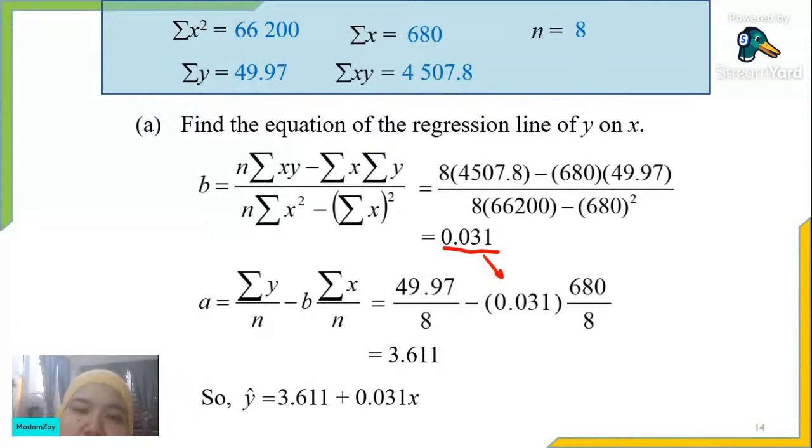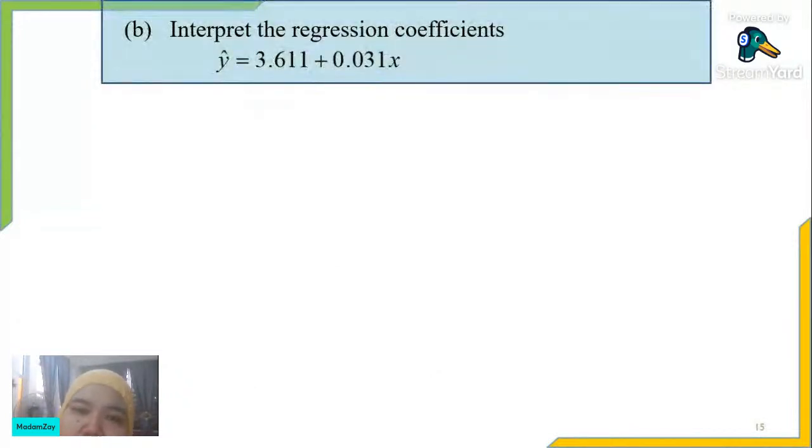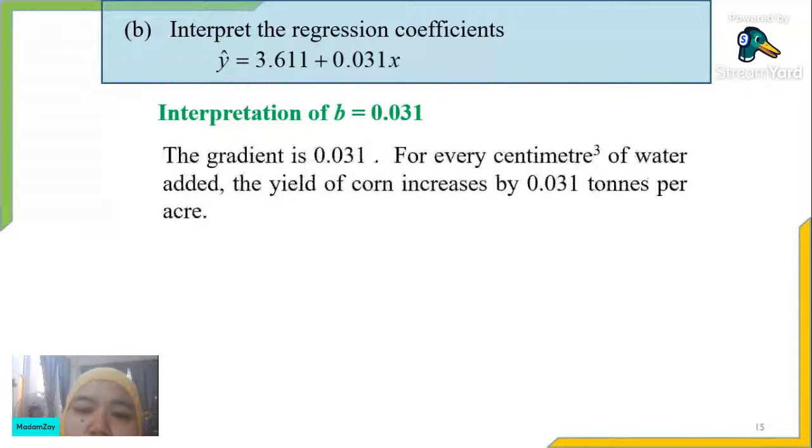Next we need to interpret the regression coefficients, which are A and B. For B, it's 0.031. We can say that for every increase of 1 centimeter cube of water added, the yield of corn increases by 0.031. What is the unit for Y? Every unit of X will increase Y by the coefficient 0.031 ton per acre. Here the X is in centimeter cube, and the Y is in ton per acre.